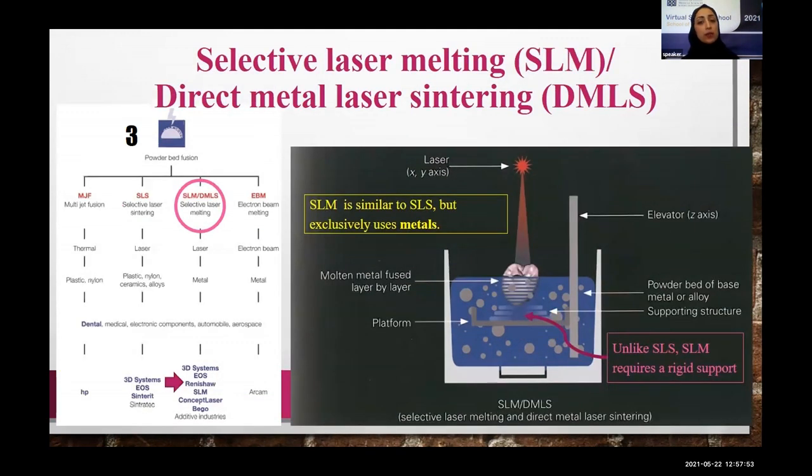Selective laser melting, or SLM, also known by a trademark name of direct metal laser sintering, DMLS, is another kind of laser powder bed fusion. Just like SLS, it uses a laser, very similar to SLS, but exclusively uses metal. And unlike SLS, SLM requires rigid support in order to avoid distortion during printing. And Renishaw is one of the major investors of this technique.